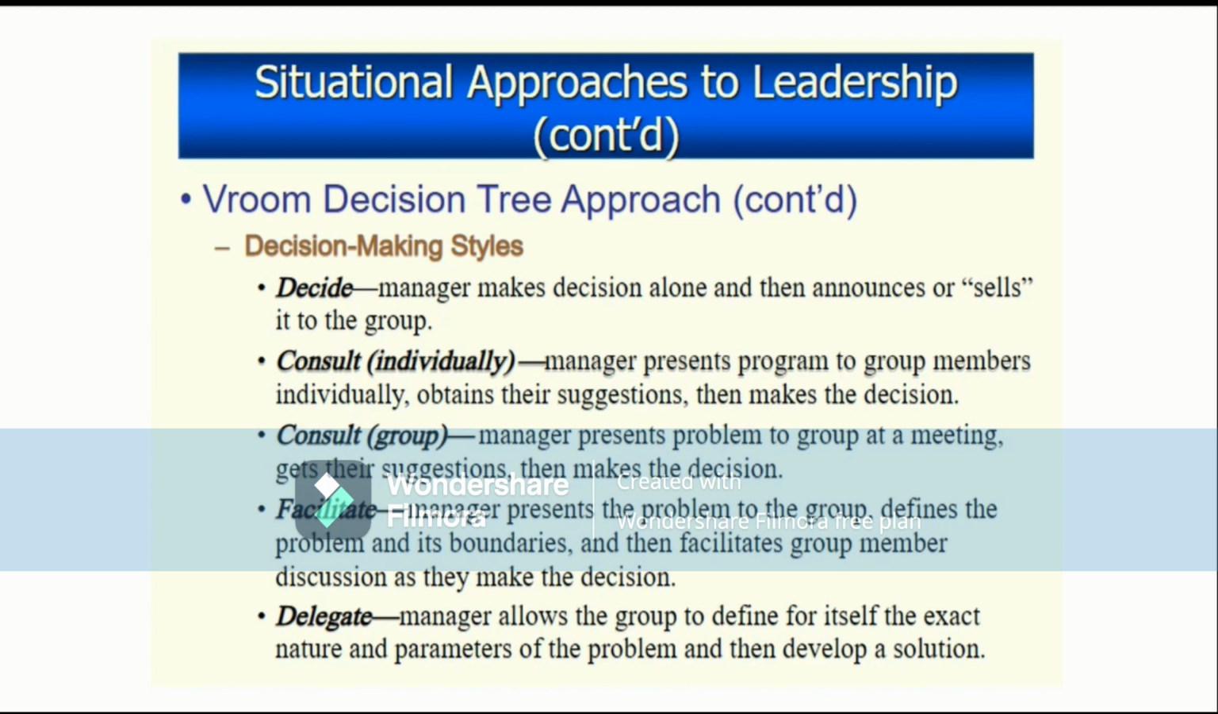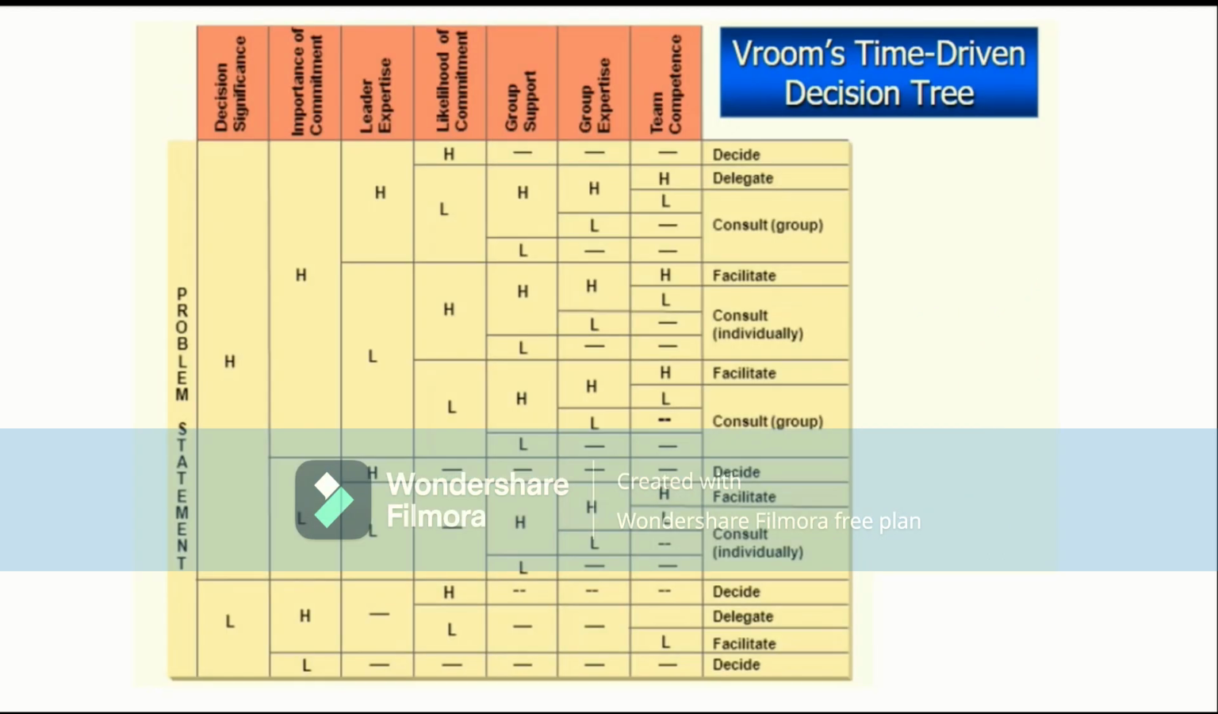The next decision-making style is facilitate. The manager presents the problem to the group at a meeting, defines the problem and its boundaries, and then facilitates the group members' discussion as they make the decision. The last one is delegate. In this, the manager allows the group to define for itself the exact nature and parameters of the problem and then develop a solution. Students, this is the model of time-driven decision making.